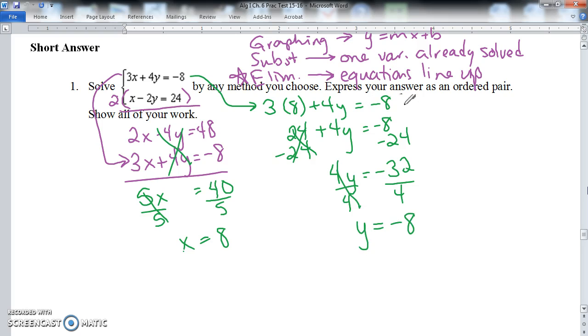It says to express our answer as an ordered pair, so we need x comma y. That would be 8, negative 8. And that would be the solution.